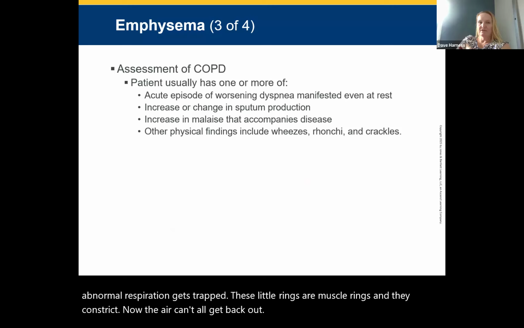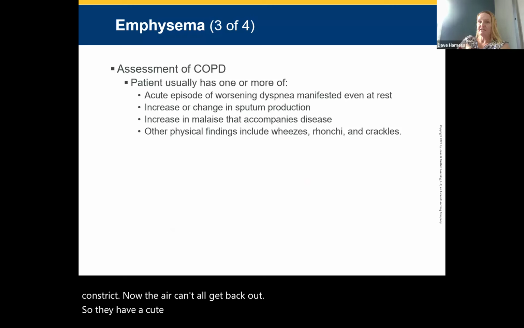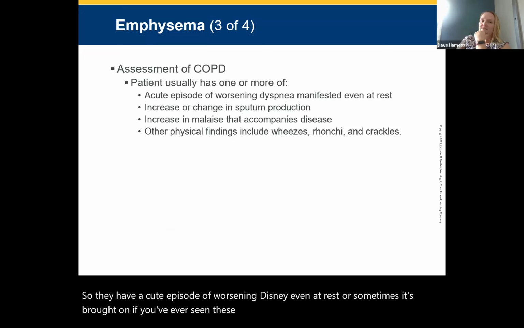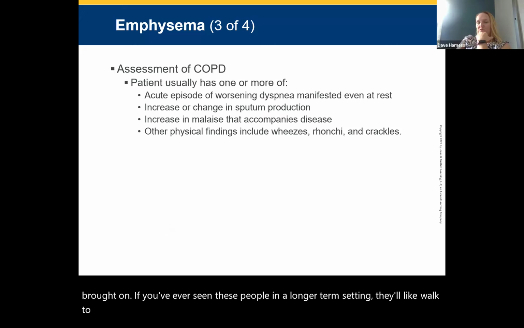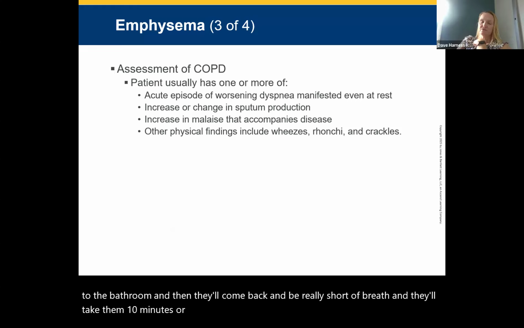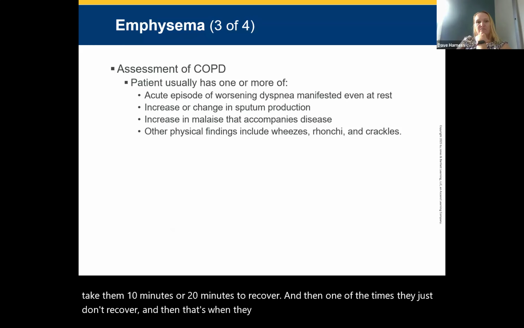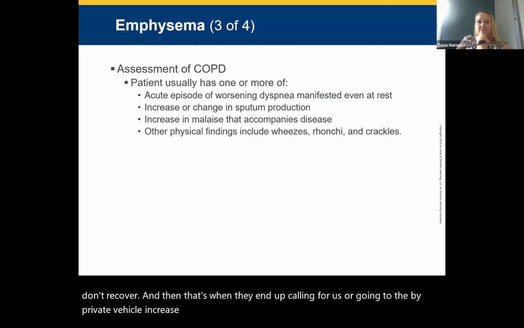So they have an acute episode of worsening dyspnea even at rest, or sometimes it's brought on. If you've ever seen these people in a longer term setting, they'll walk to the bathroom and then they'll come back and be really short of breath and it'll take them 10 or 20 minutes to recover. And then one of the times they just don't recover. And then that's when they end up calling for us or going to the ER by private vehicle. Increase in sputum production would be adding an acute illness on top of their chronic illness.